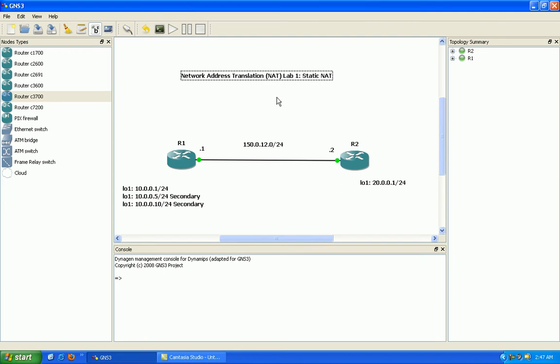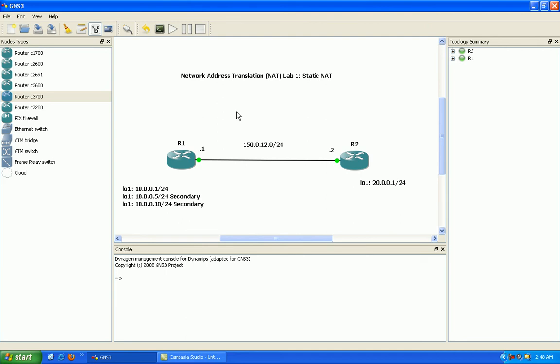And I guess one of the first topics we need to talk about with network address translation is why is there such a thing? And the simple reason for network address translation is to take a lot of private IP networks and make them look like one or a very small amount of global routed IP addresses.